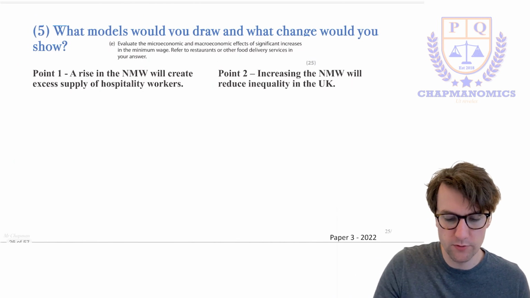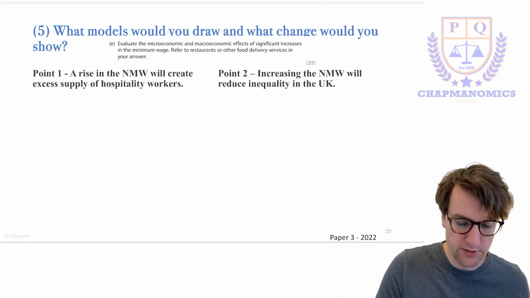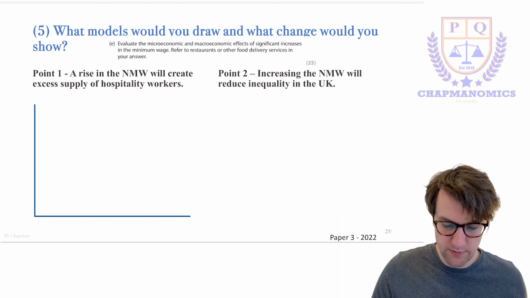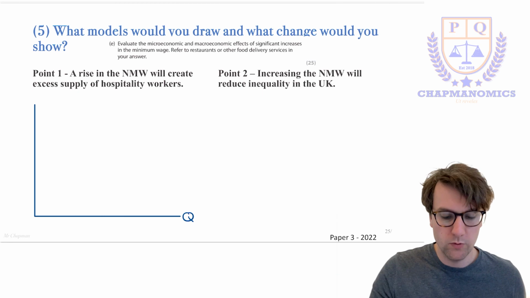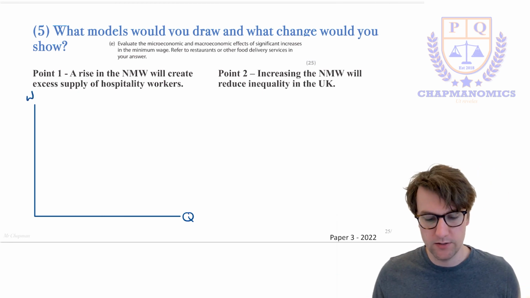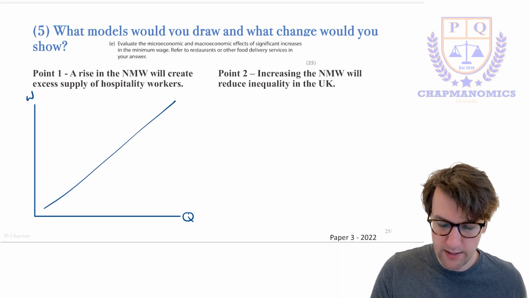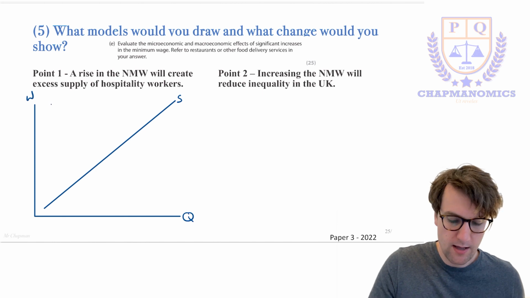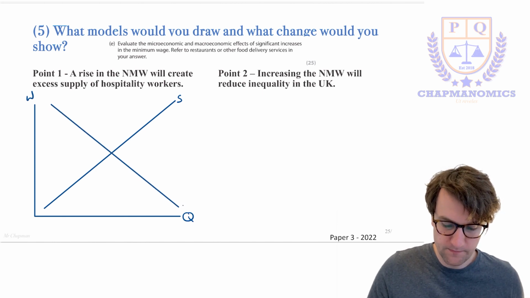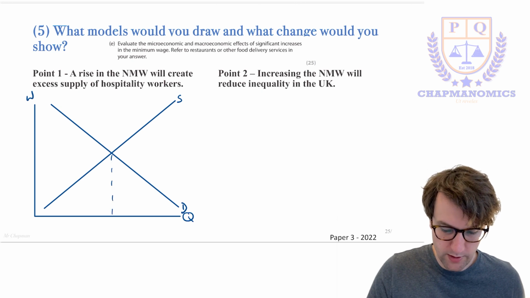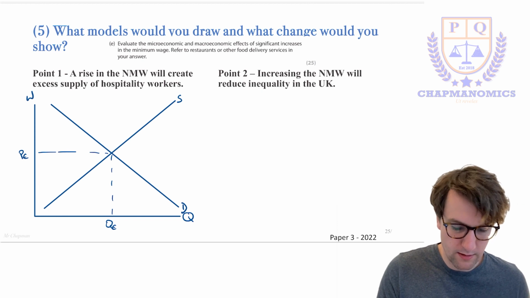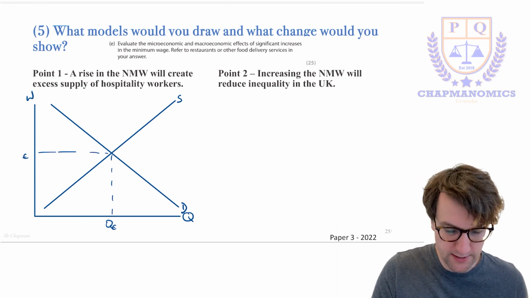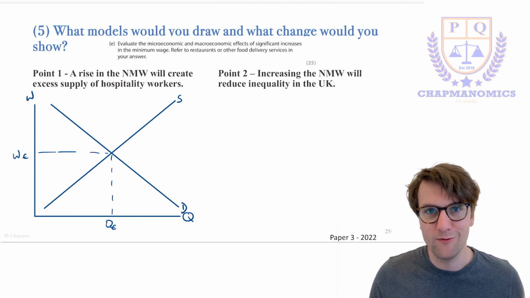Let's have a look at what two models we could possibly draw here. So the first one, we're talking about a rise in national minimum wage creating an excess supply of hospitality workers. So again, we're looking at a quantity and a wage, because we're looking at national minimum wage. And this says immediately to the examiner, once again, this is a micro point. So we need our supply of hospitality workers and a demand for hospitality workers too. So there's our supply and demand. We can then put in our quantity at equilibrium and our wage at equilibrium. Goodness, not our price. We definitely want a wage at equilibrium. Don't have a price of workers.